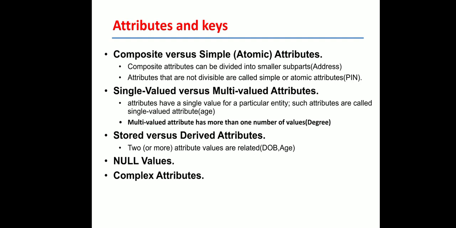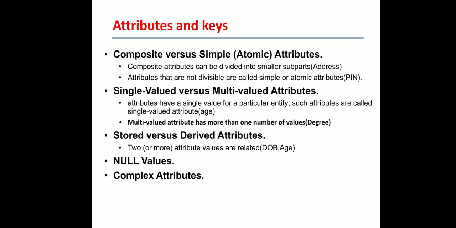Next is single valued versus multi-valued attribute. An attribute that has a single value for a particular entity is called a single valued attribute. These attributes have single values, they don't have duplicate values. Suppose I have age 25. This age 25 will have a single value, it does not have multiple values.